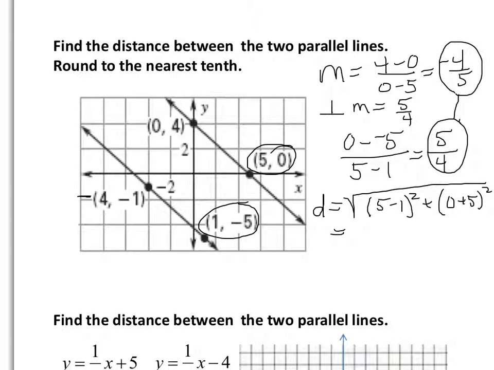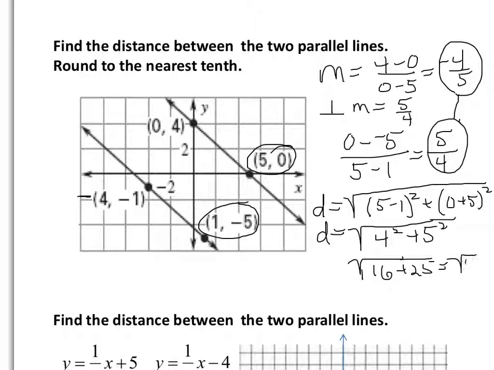So then the distance here, let's see, we have the square root of 4 to the second power plus 5 to the second power. 16 plus 25 gives us the square root of 41. And we could get a decimal approximation for that since it says round to the nearest tenth. So let me do square root of 41. And that equals 6.4. So the distance equals 6.4 units.